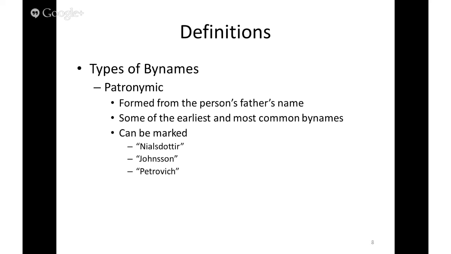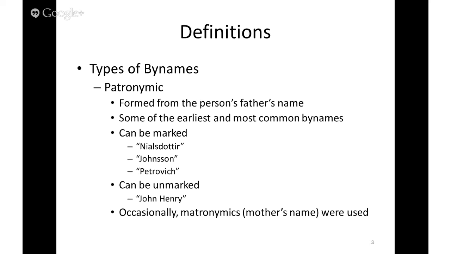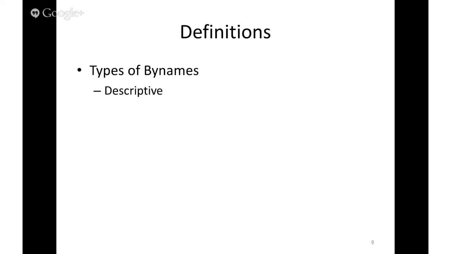Again, they can be marked. A few examples here: Niallsdaughter, daughter of Neil; Johnson, son of John; Petrovich is Russian, meaning son of Peter. In all three cases here, an ending is added to indicate that it's a patronymic. It can also be unmarked. John Henry may well be John, son of Henry. English allows unmarked patronymics. You do see matronymics occasionally, based on the mother's name. They tend to be rare and only occur in certain cultures.